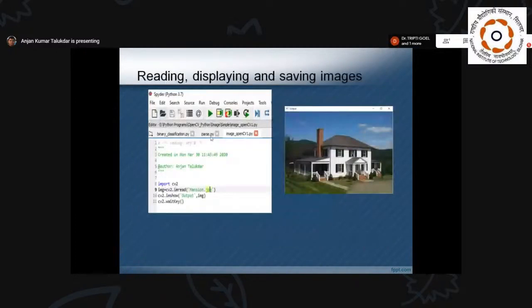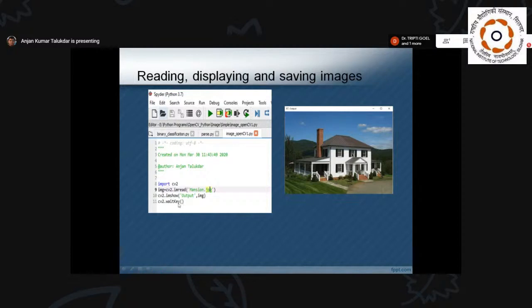Now I will briefly show you how to read, display and save images in OpenCV. For that, you first have to write import cv2 to import the supported libraries of computer vision. Then you read the image using the cv2.imread command, with the name of the image. Then you can show your image using cv2.imshow, giving the name of the window and then the name of the image. Then cv2.waitKey.